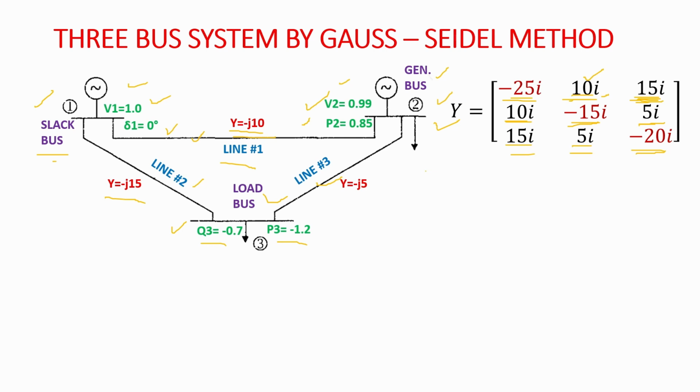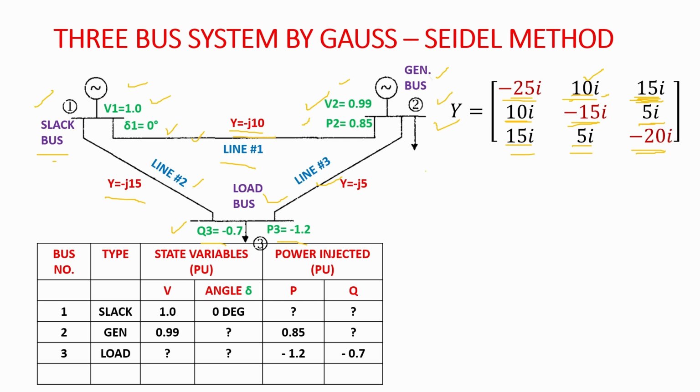Now, how many state variables do we have for a 3-bus system? For every bus, we have 2 state variables, and these are voltage and angle. Therefore, the total state variables for a 3-bus system is 6.